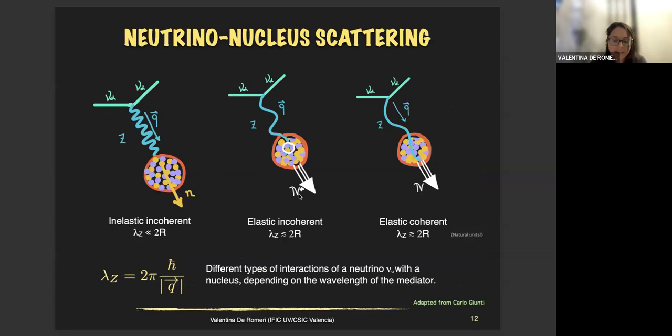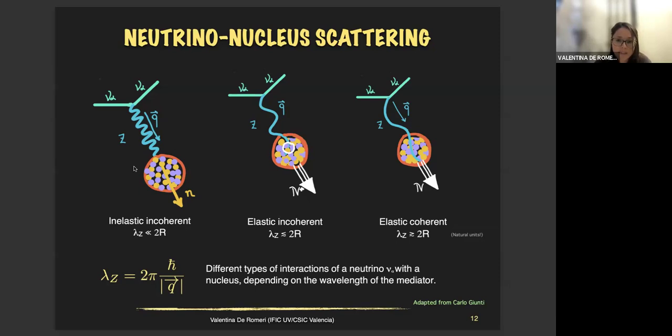So just to understand a bit more the characteristics of CEvNS, and going back to neutrino-nucleus scattering. As I was saying, neutrinos can undergo different processes in the scattering with the nuclei depending on their incoming energy. And here we are interested in a process which is a neutral current one, so it is mediated in the standard model by the Z boson.